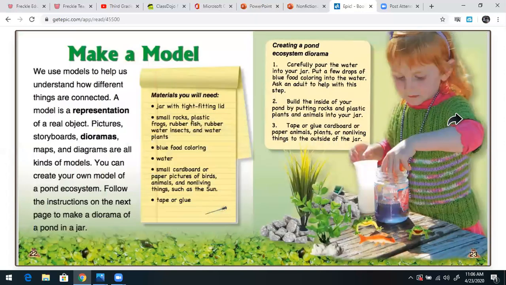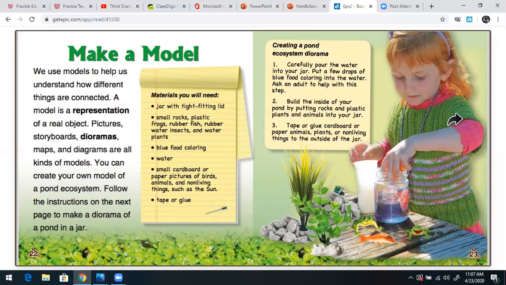Make a model. We use models to help us understand how different things are connected. A model is a representation of a real object. Pictures, storyboards, dioramas, maps, and diagrams are all kinds of models. You can create your own model of a pond ecosystem. Follow the instructions on the next page to make a diorama of a pond in a jar.